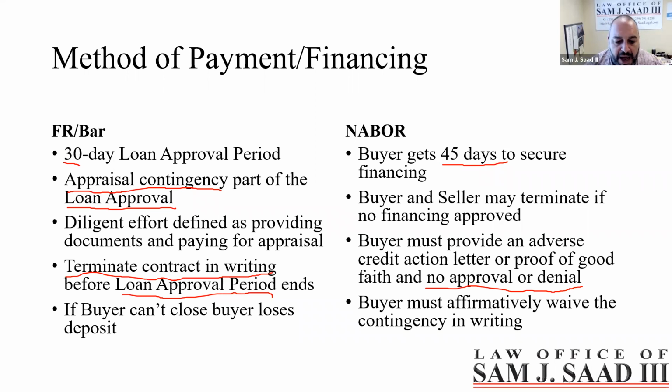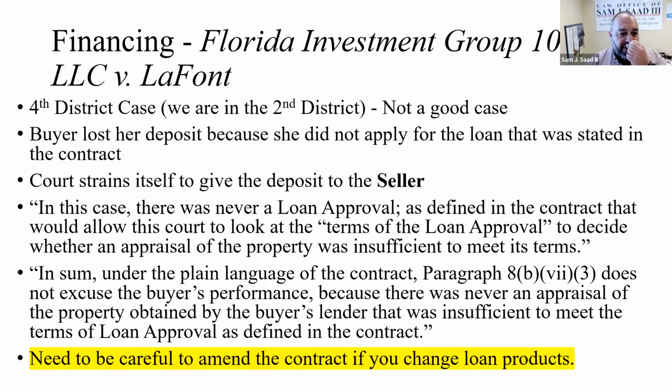So let's talk about a very difficult case that's come up that has caused the FAR-BAR committee to revise the contract into the current version. Version 6 is a direct result of the Lafont case, which basically the court bent over backwards to give the deposit to the seller, saying that the buyer did not apply for the loan that they said they were going to apply for.